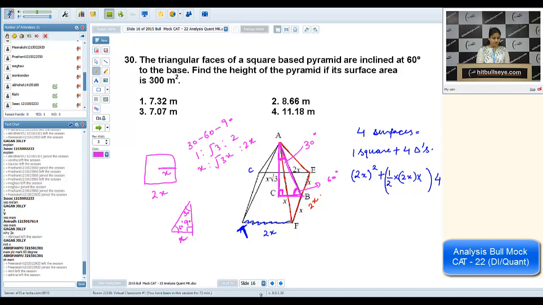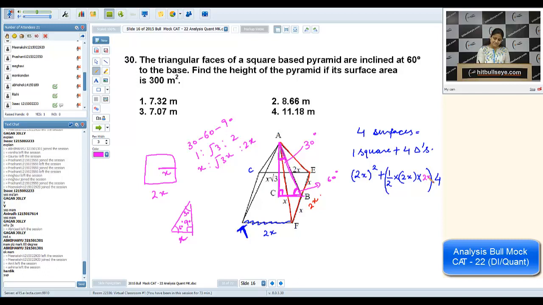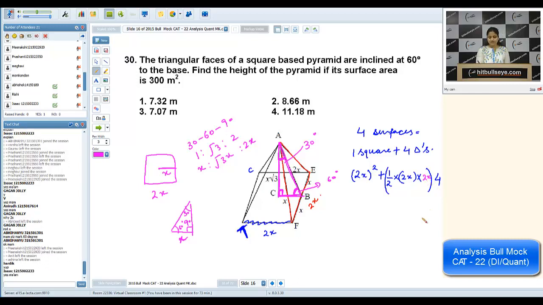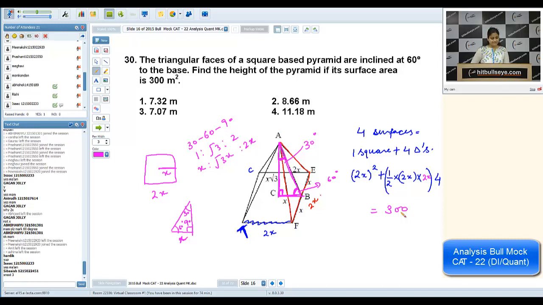Is it okay, all of you? So same is the height. Half into base into height. You can equate this as 300. You will get the value of x. Now you can see x is not the answer in this case. What is the question asked? Find the height of the pyramid. Height of the pyramid I am taking as x root 3. So whatever be the value of x, you will multiply this by root 3. Then you will get the answer. Is it okay? Yes, answer is x root 3.